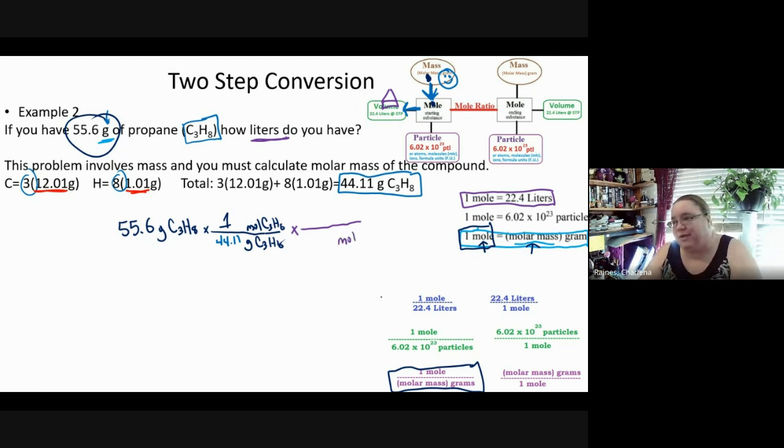This time, mole goes on bottom. If I was using my map, I would see that, hey, I'm starting on moles and I'm going to volume. So moles would have to go on bottom, and volume would have to go on top. Since I am trying to get volume, I am trying to get liters. I know I've got to use the equality where liters is at the top. Liters is at the top. 22.4 must go with it. Since moles is at the bottom, 1 must go with it.